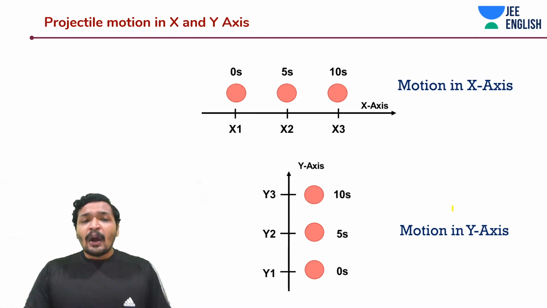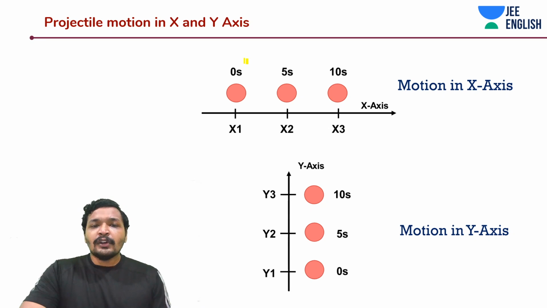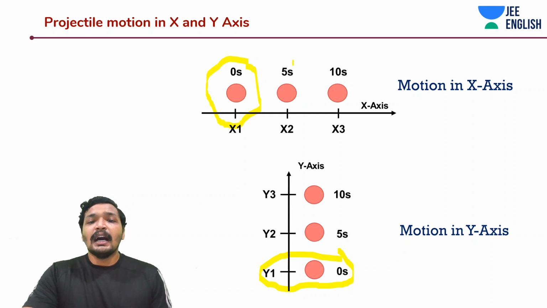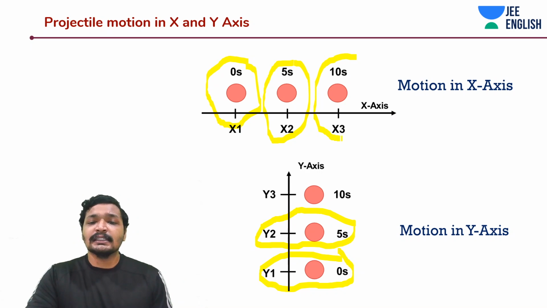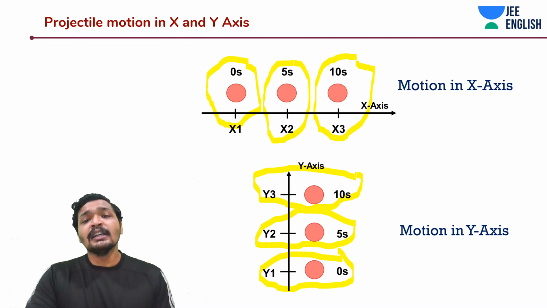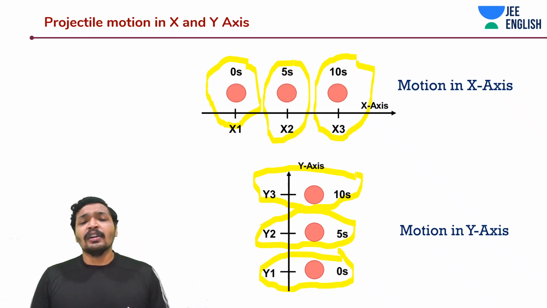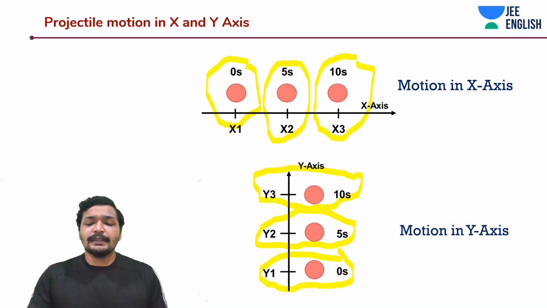Alright, guys. So how does this projectile motion vary in both x and y axis? If you carefully look at this projectile motion, it is at some point x1, y1 at the 0th second. So it is moving along both x and y axis, and at the 5th second it is at some x2, y2. Similarly at the 10th second it is changing its position in both x and y axis. It is at x3, y3. It is really that simple. The position is changing in both x and y axis with respect to time. This is the special thing about projectile motion. That is all it is.